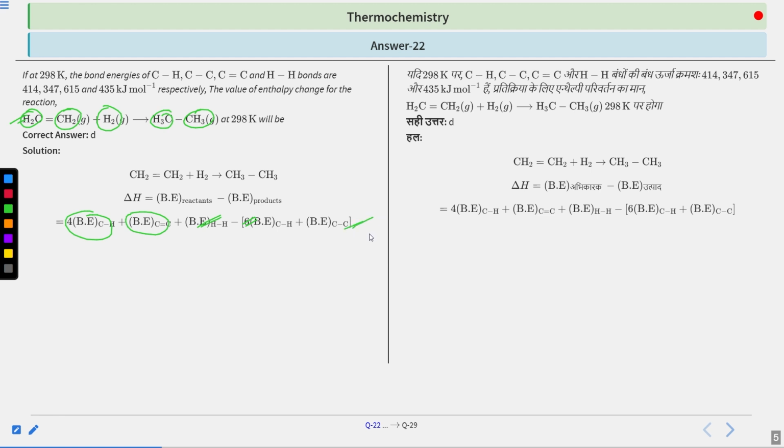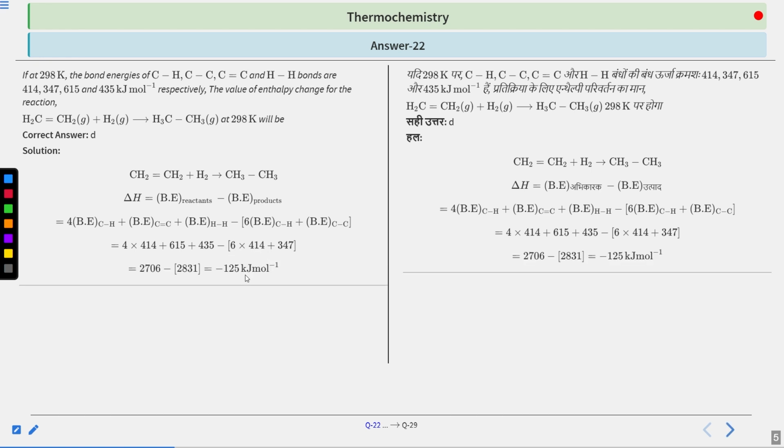Now we will put all these values into the equation that we have got, and that will give you your final answer. So 4 into 414 plus 615 plus 435, minus for the product, that comes out to be minus 125 kilojoule per mole, which is your option D. The main thing for this reaction is that you should be able to write the enthalpy of reaction in terms of bond energies of reactants and products, and in this case you do reactant minus product and not product minus reactant.